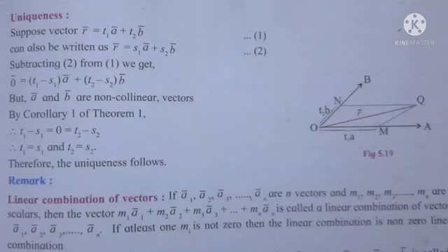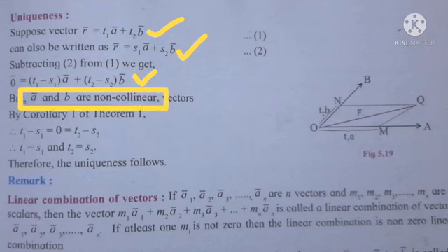Now we prove uniqueness. R bar is equal to T1 A bar plus T2 B bar. We can also write R bar is equal to S1 A bar plus S2 B bar. For uniqueness, we suppose that there exist S1 and S2 such that, so we replace T1 by S1 and T2 by S2. Subtracting the second equation from the first, we get 0 bar is equal to (T1 minus S1) A bar plus (T2 minus S2) B bar. But it is given that A bar and B bar are non-collinear.